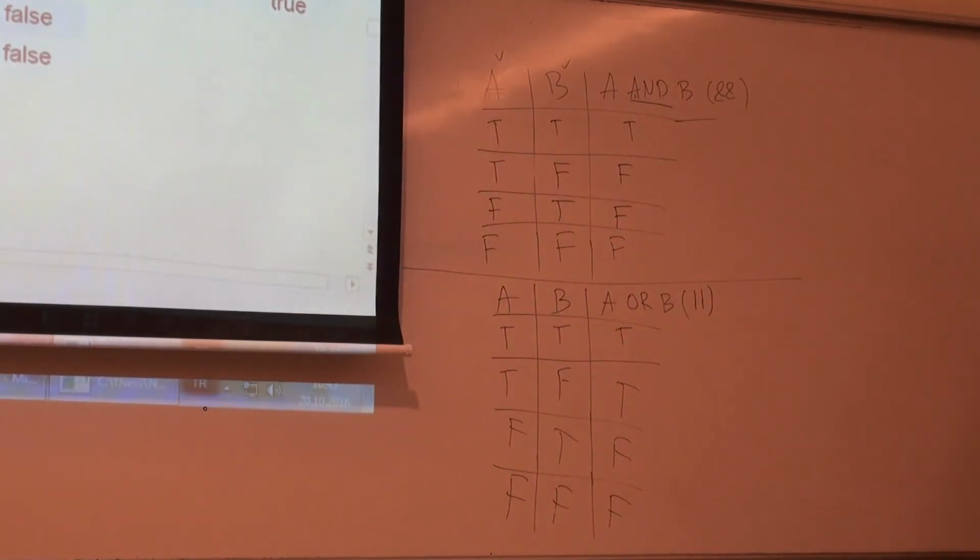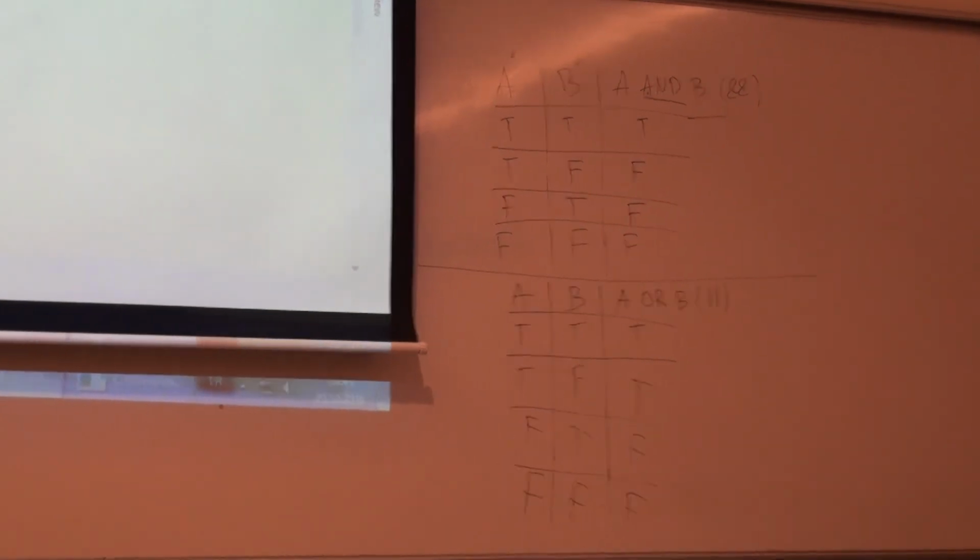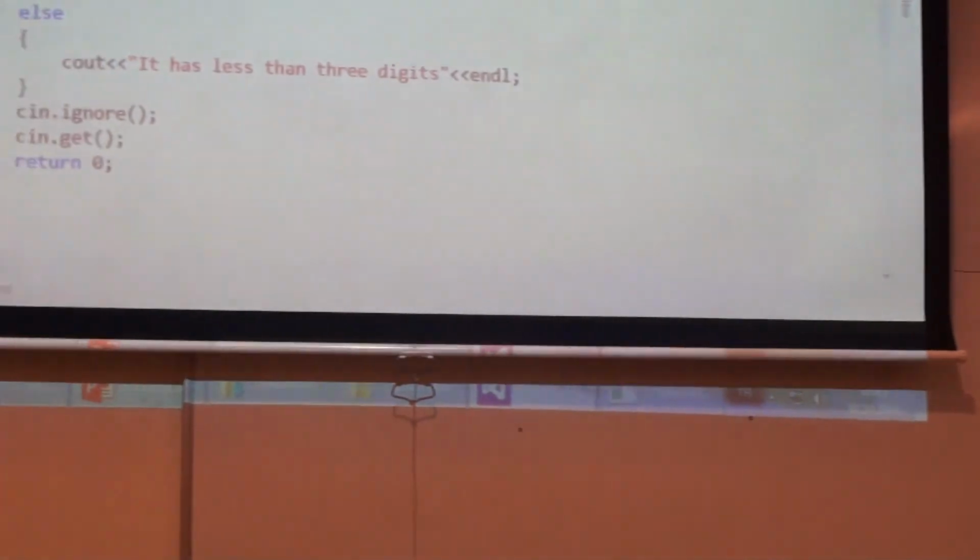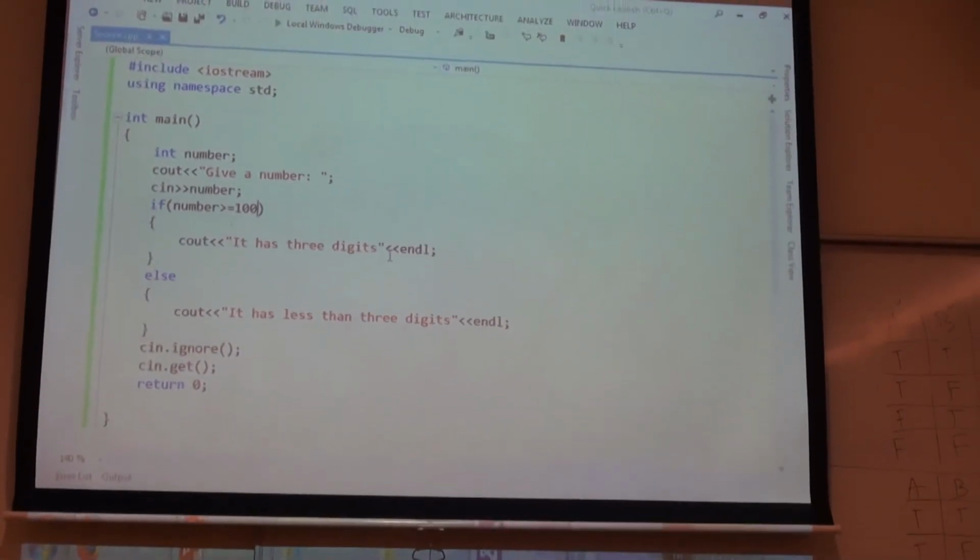Remember those truth tables. And let's go to our coding stuff. You have it here. Okay, so in order to have 3 digits, the number should be greater or equal to 100. And what else?